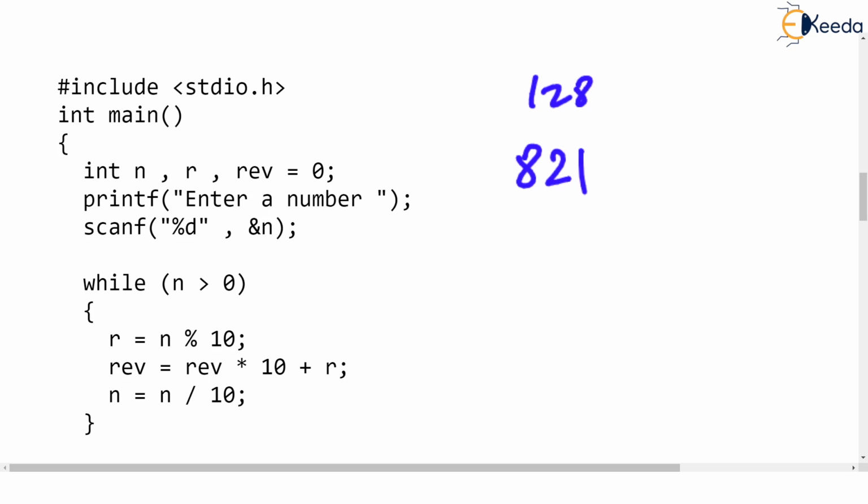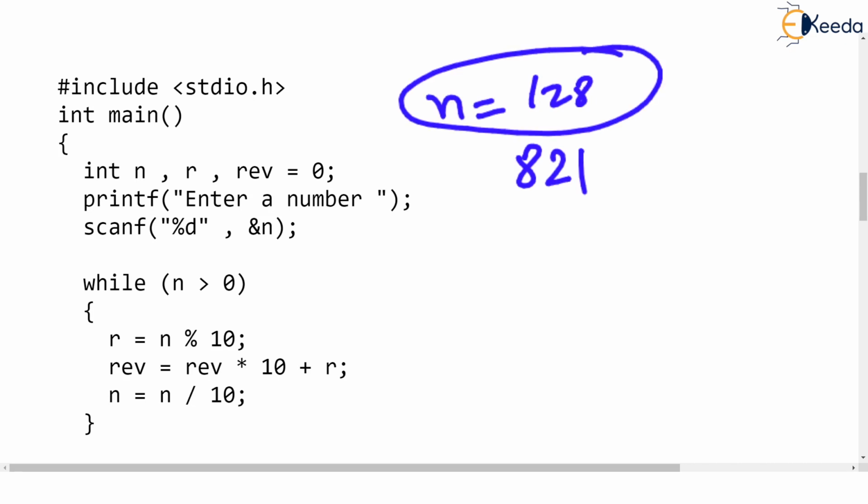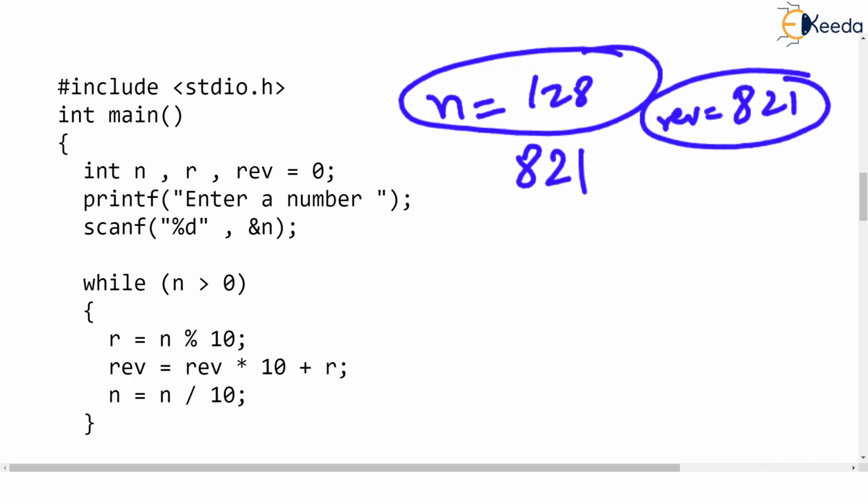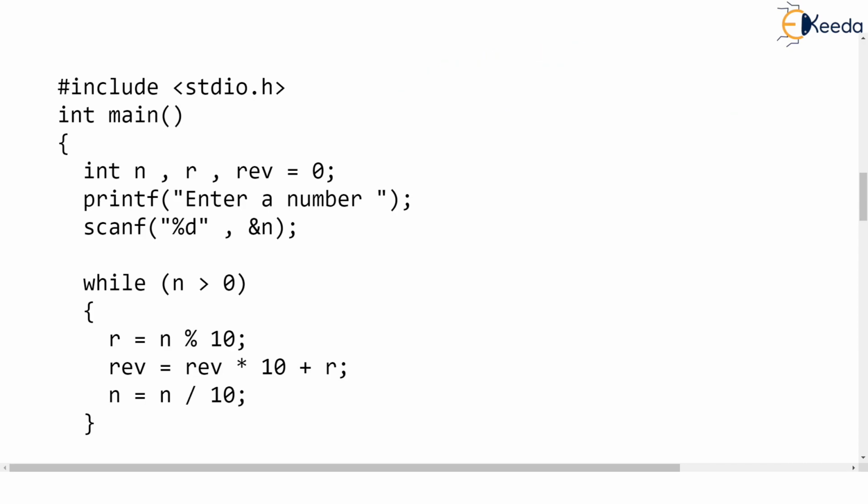But what if a number n is given as 128 and our program should actually construct a new number which will be 821? Let's call it rev. Some variable rev should store 821, reverse of this, and then we will print the value of rev, which is 821. That is what is done. Again, this problem also prints reverse of a number, but it actually constructs the reverse. So you can see that the logic is same.